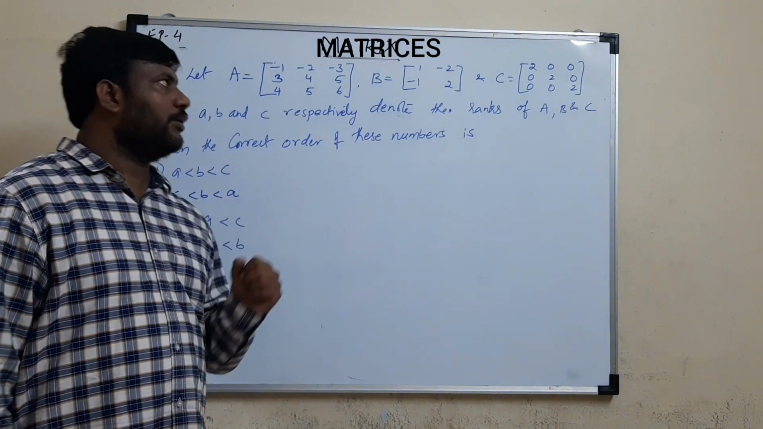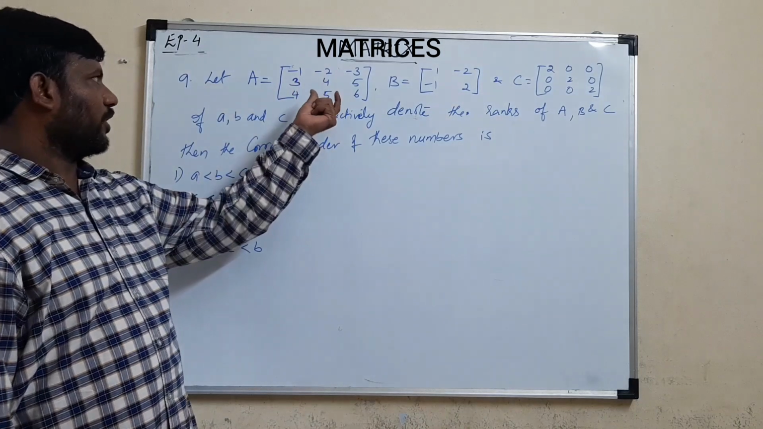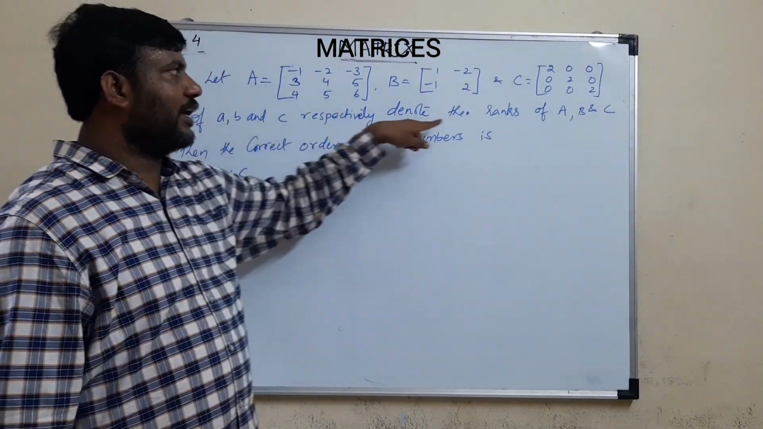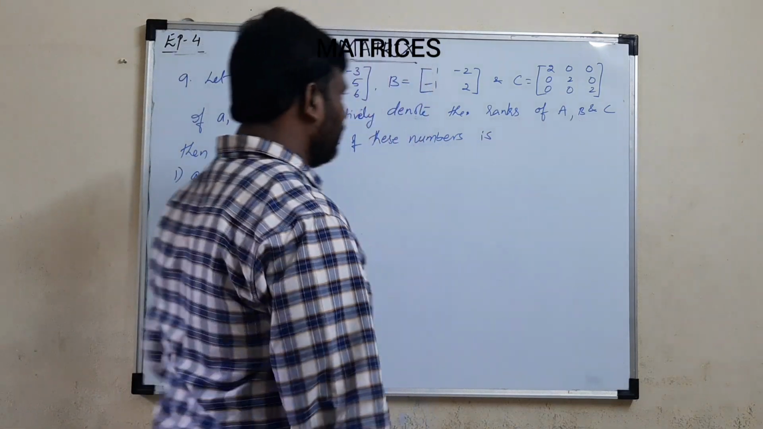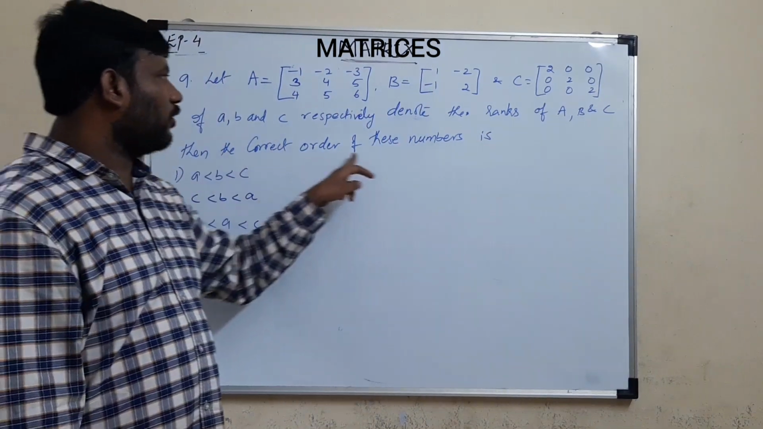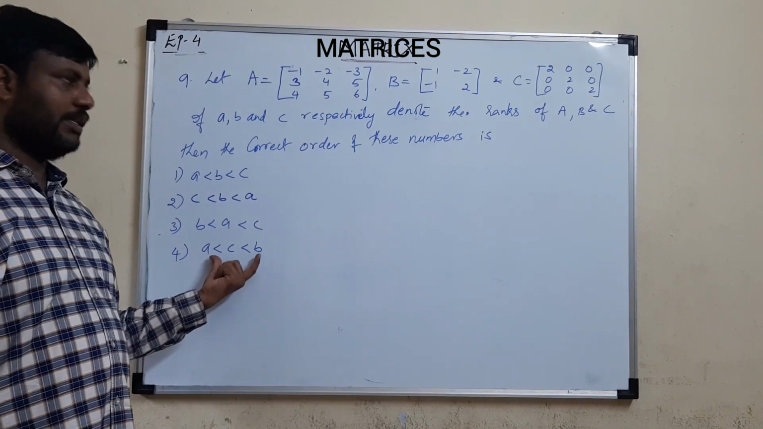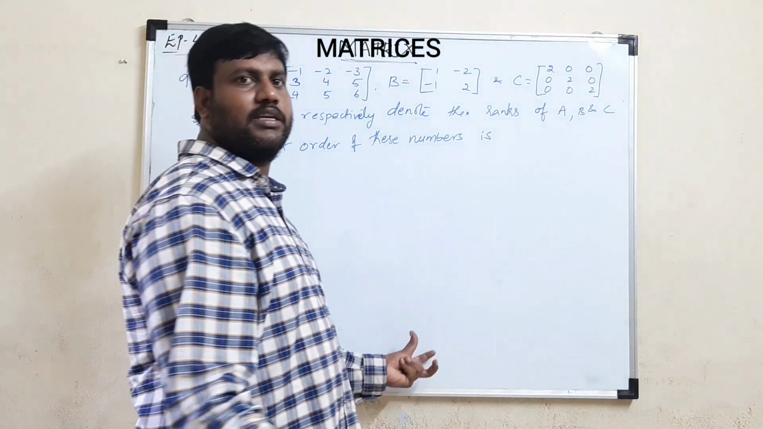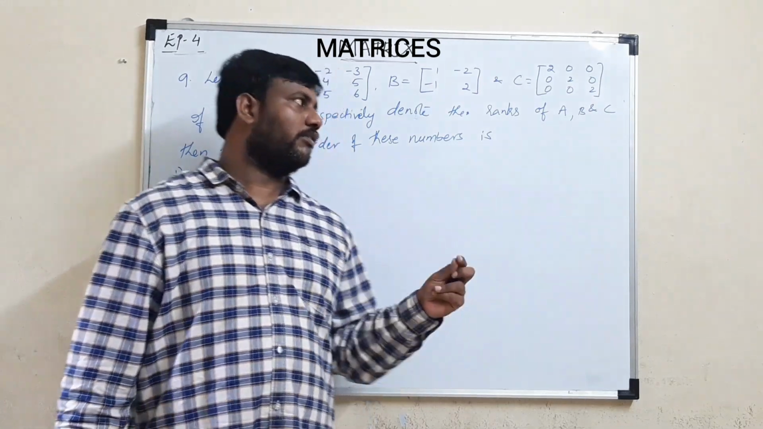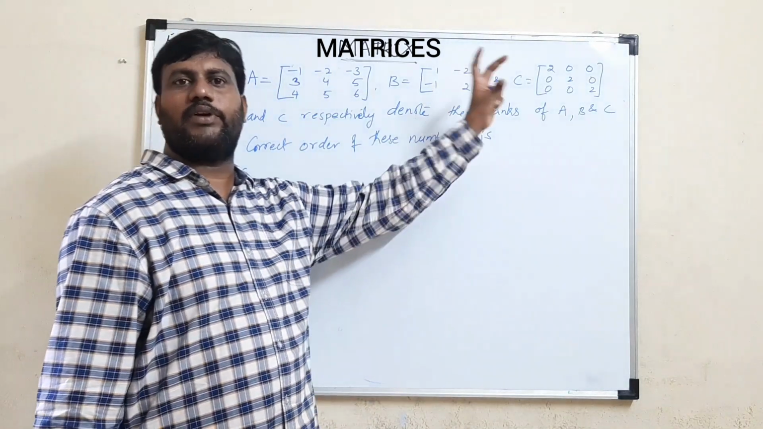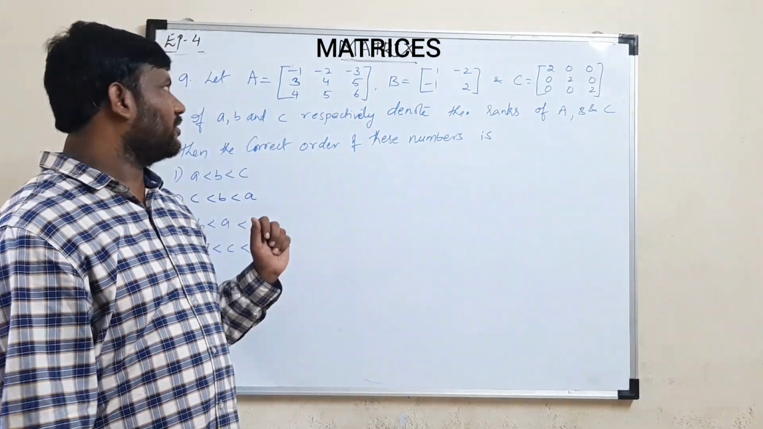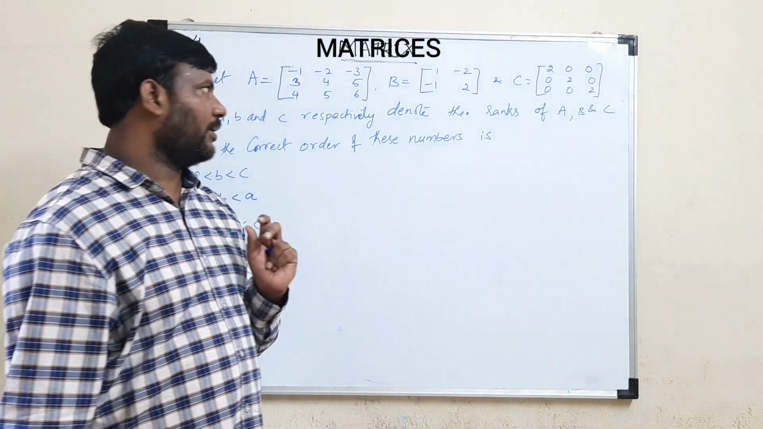So next question, based on the rank concept. Given A, B, C are matrices, where small a, small b and small c are the respective ranks of A, B, C. Then the correct order of these numbers must be chosen from the options. Simply we need to find the rank. Rank is nothing but the maximum order of a non-singular square submatrix of a given matrix, right?